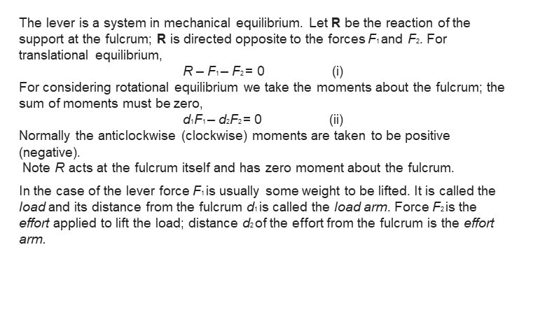For considering rotational equilibrium, we have to take moments about fulcrum and the sum of moments must be 0. That is D1 F1 minus D2 F2 is 0. Normally, the anti-clockwise moments are taken to be positive and clockwise negative.